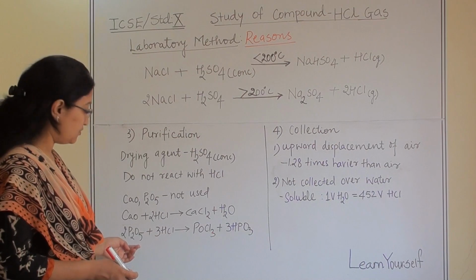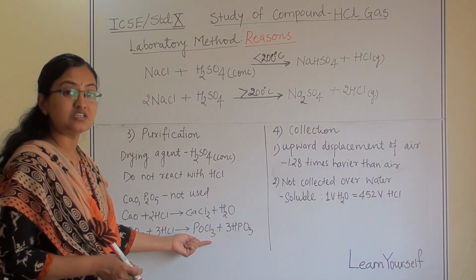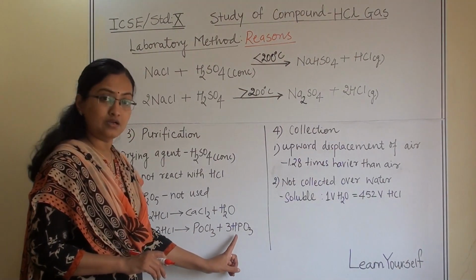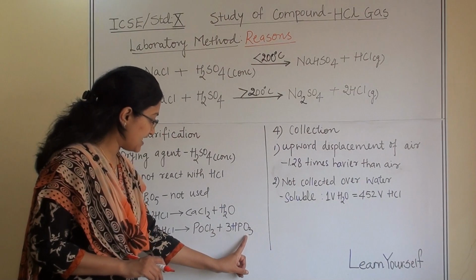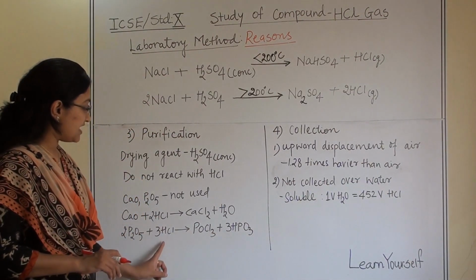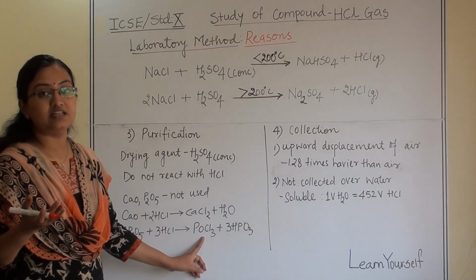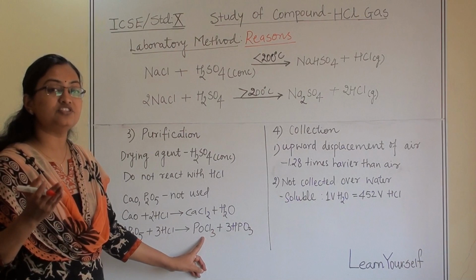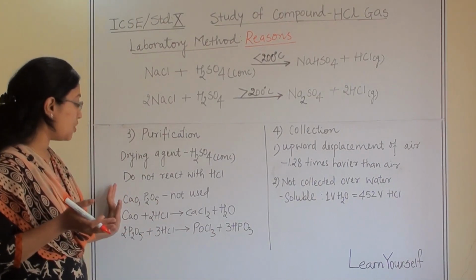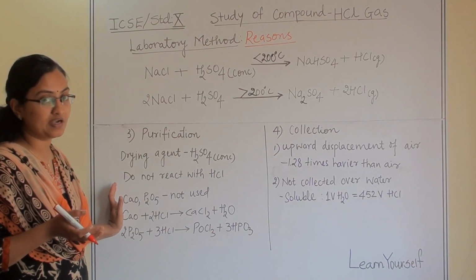Phosphorus pentoxide will react with HCl. It will make phosphorus oxychloride and metaphosphoric acid. So these two will react with HCl and generate different products, which are other than hydrogen chloride gas. So it is not advisable to use calcium oxide and phosphorus pentoxide.